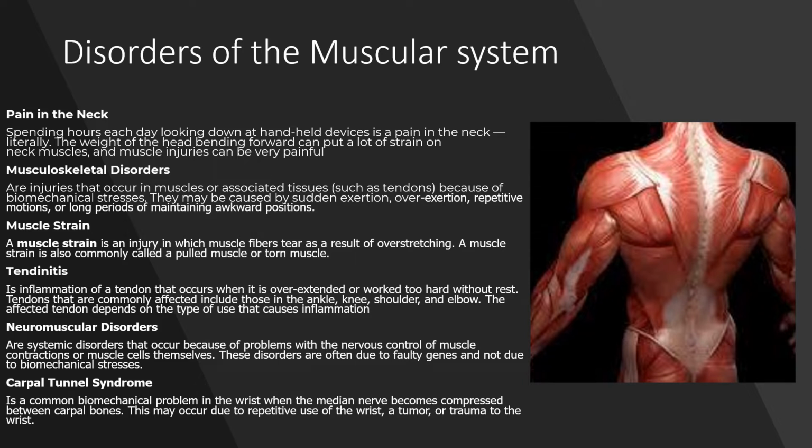Neuromuscular disorders are systemic disorders that occur because of problems with the nervous control of muscle contractions or muscle cells themselves. These disorders are often due to faulty genes and not due to biomechanical stresses. Carpal tunnel syndrome is a common biomechanical problem in the wrist when the median nerve becomes compressed between carpal bones. This may occur due to repetitive use of the wrist, a tumor, or trauma to the wrist.